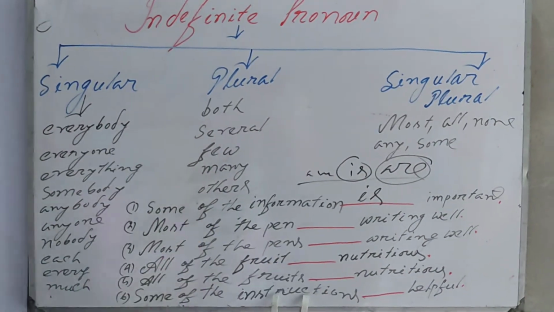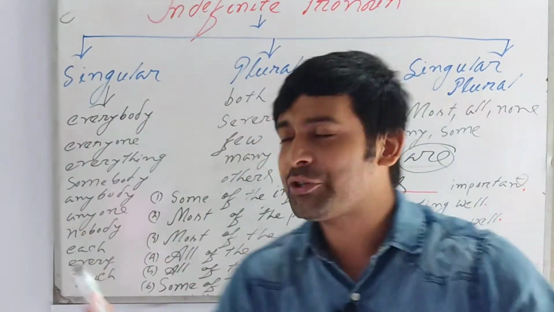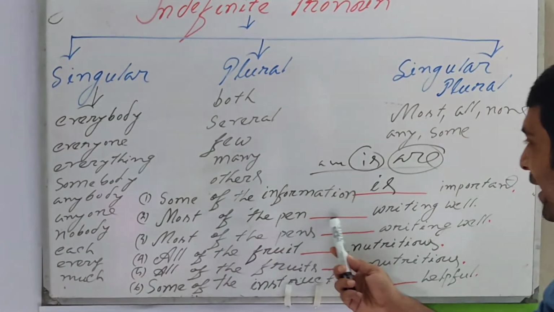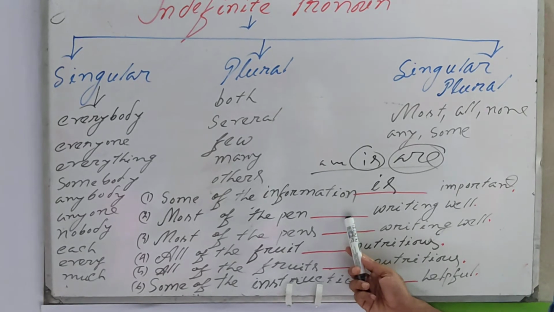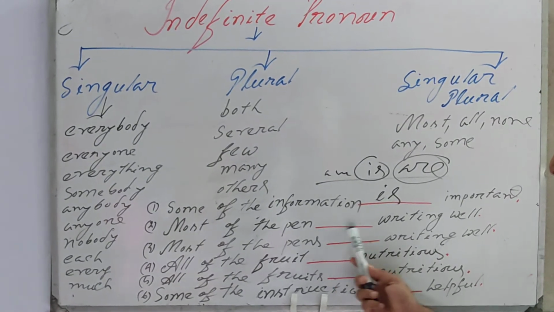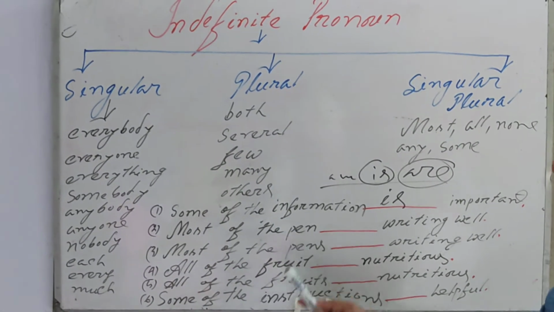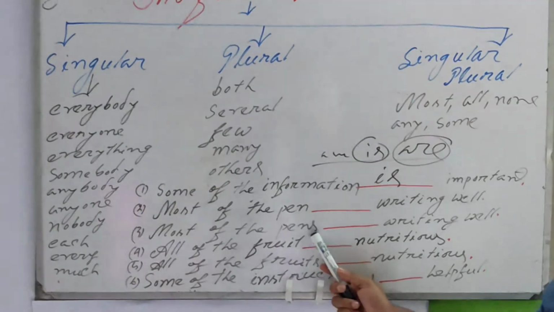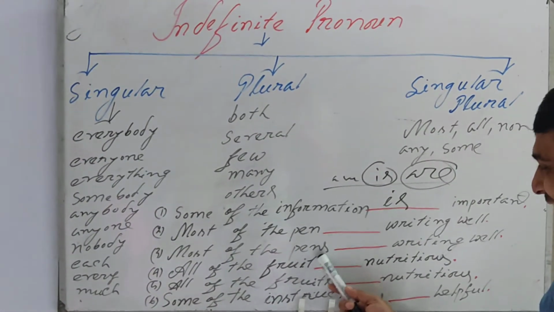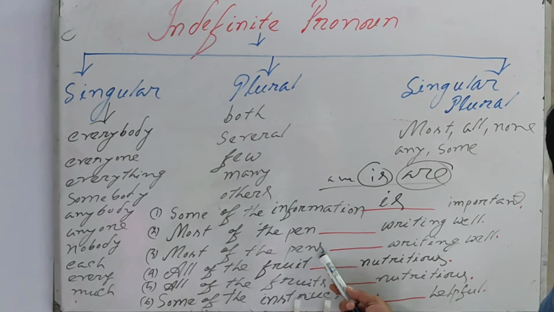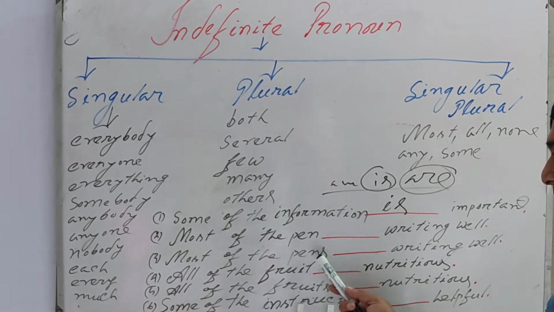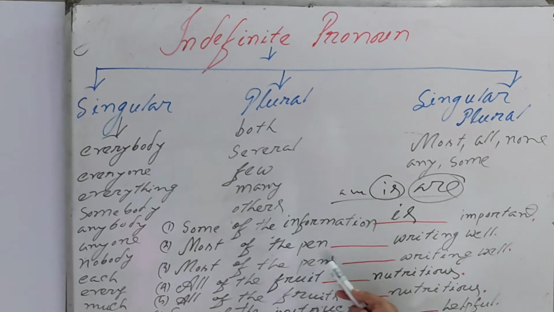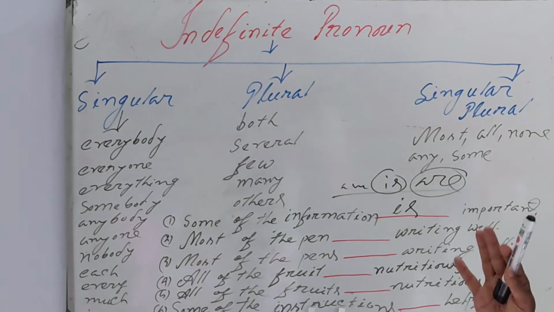If it gets a plural subject, that will be a plural verb. It's very clear. Okay, most of the pen is writing well or are writing well. Yes, you are right, is writing well, because that is a singular subject. Most of the pens, is this a singular or plural noun? Of course you got the point, that's a plural noun. Okay, most of the pens are writing well, you are right.